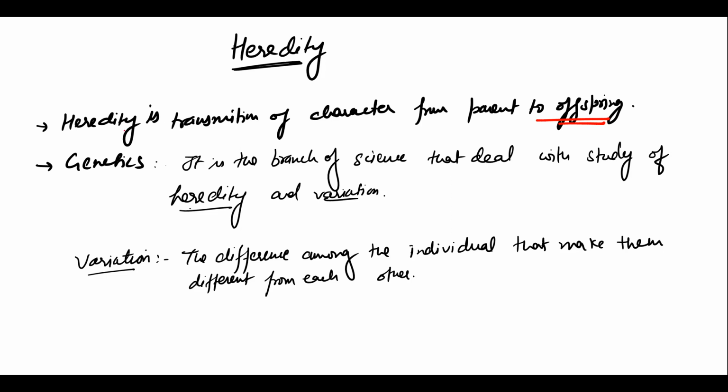Let's start studying what is heredity. Heredity is transmission of characters from parents to offspring. Understood? Note it down. And what is genetics? Genetics is the branch of science that deals with the study of heredity and variations. It deals with how the characters are being transferred, and which factors are responsible for their transmission. So we separate this branch.